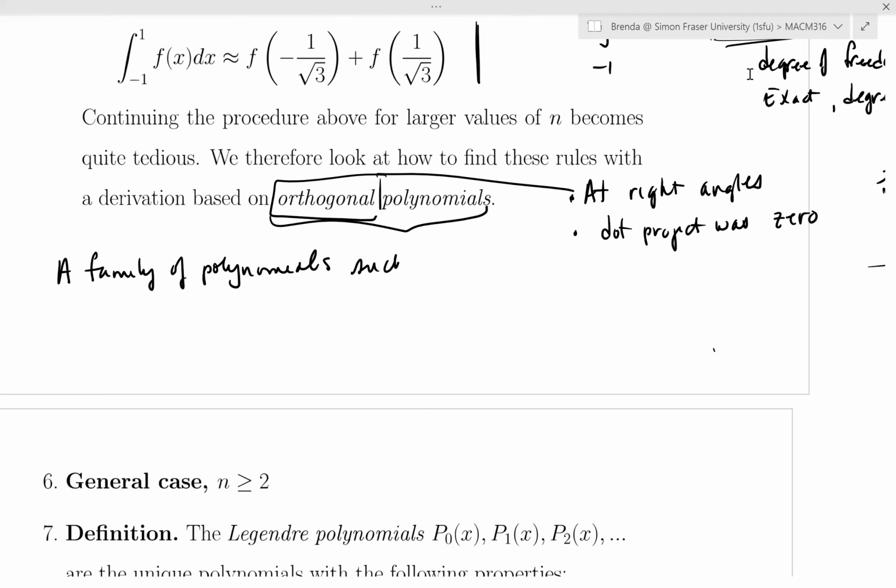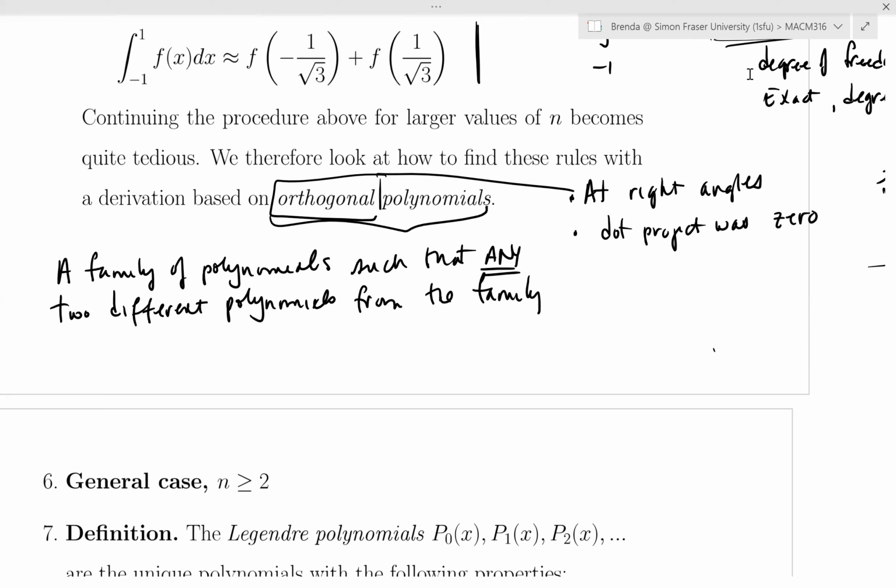Such that any two different polynomials from the family are orthogonal to one another, under some inner product. Okay.